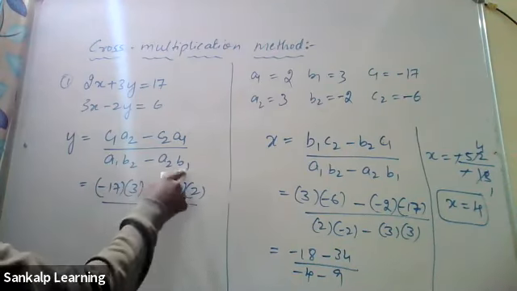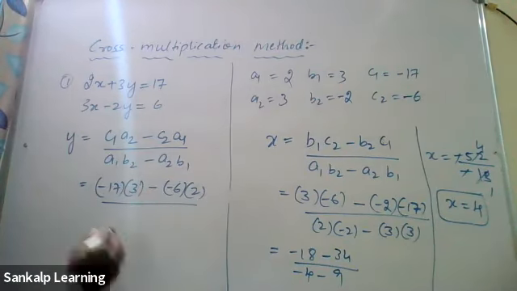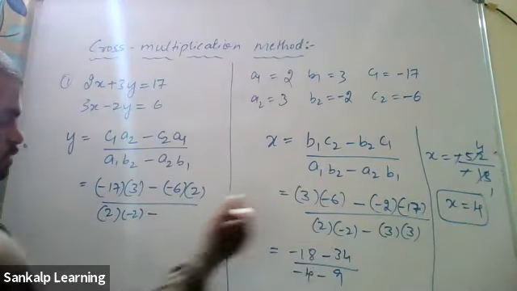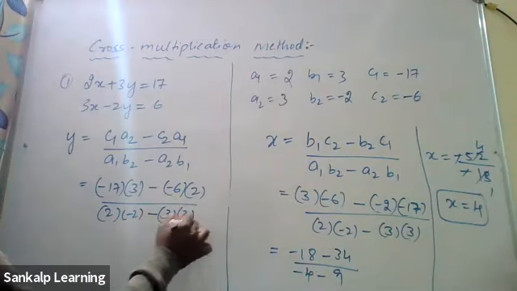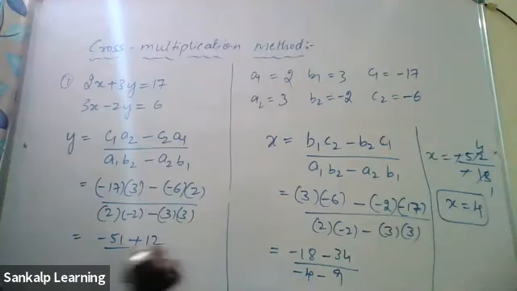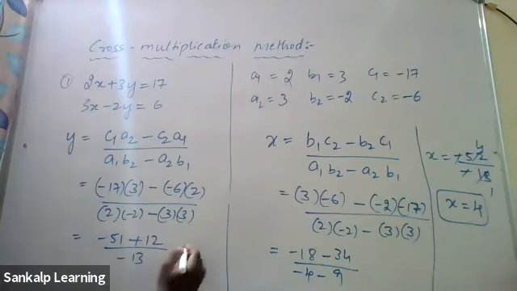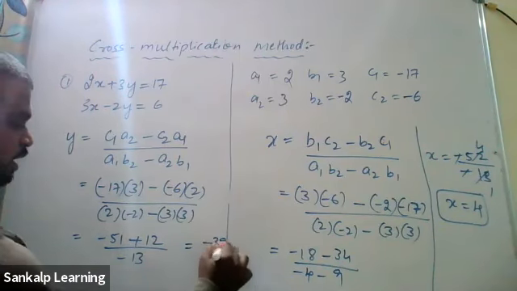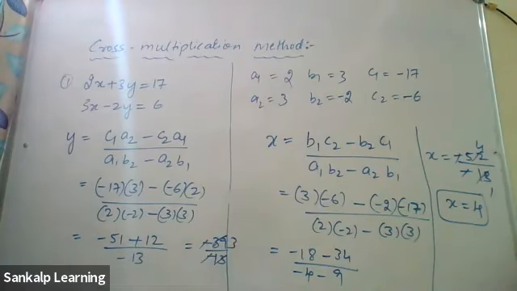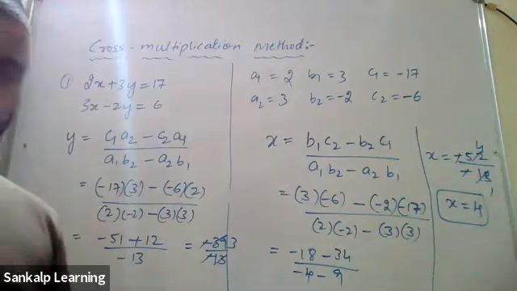The denominator A1 B2 minus A2 B1 can be done directly. So 2 into minus 2, you get the same thing. What was the denominator? 2 minus 2, 3 3s. The same thing you get. So minus 51 plus 12 divided by minus 13, which is minus 39 by minus 13. 13 3s are 39. Therefore, you get the value of y as 3. Is that clear for everyone? Yeah.